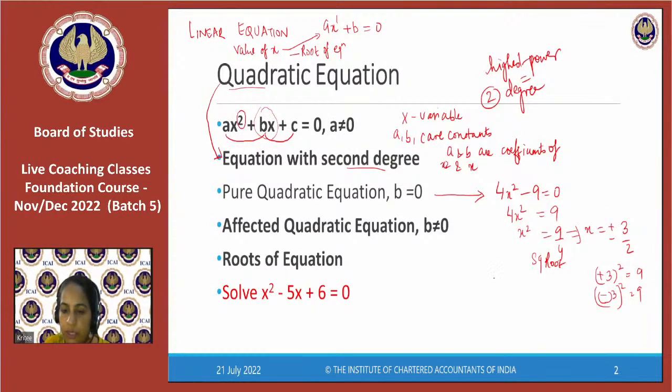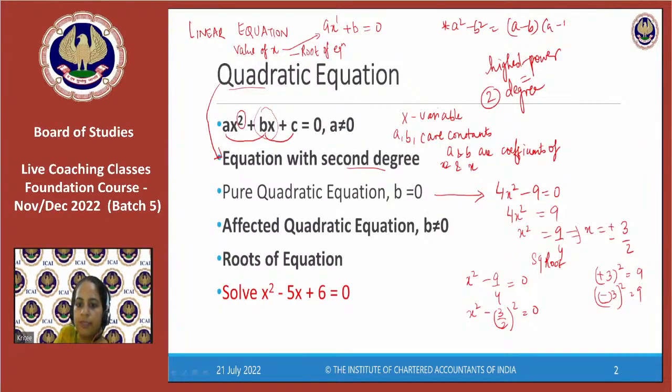Or even if you're not convinced with this, what we do is we bring 9 by 4 to one side. Now we write it this way: x square minus 3 by 2 whole square. This looks like the formula a square minus b square, which is a minus b into a plus b. So we can write this as x minus 3 by 2 into x plus 3 by 2.